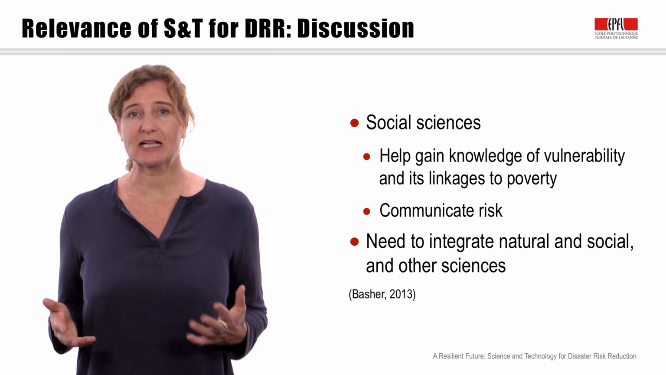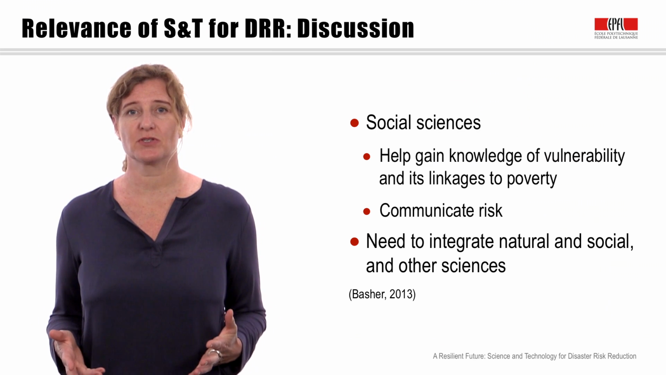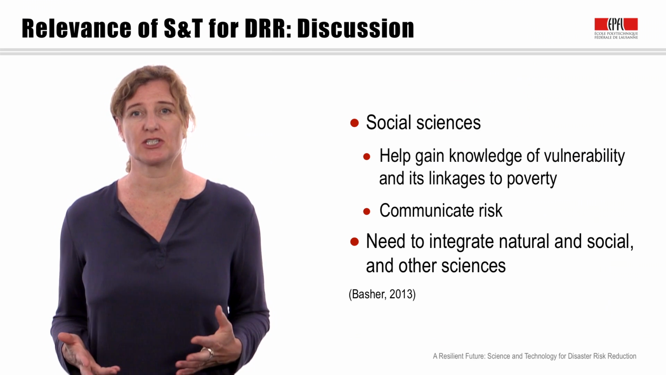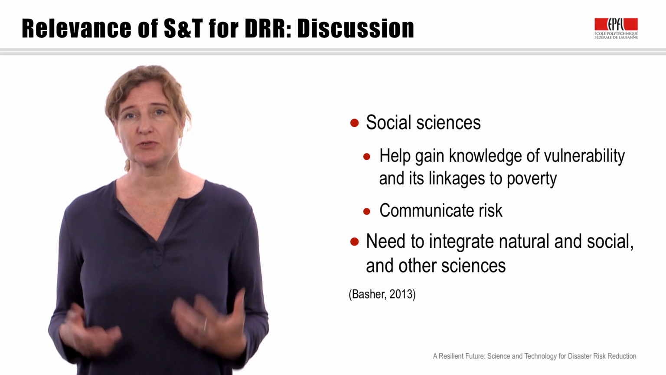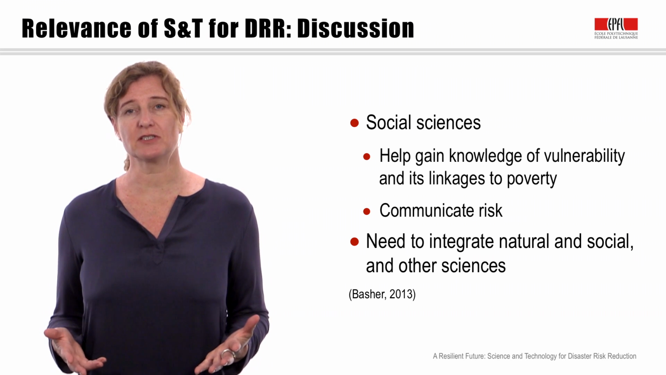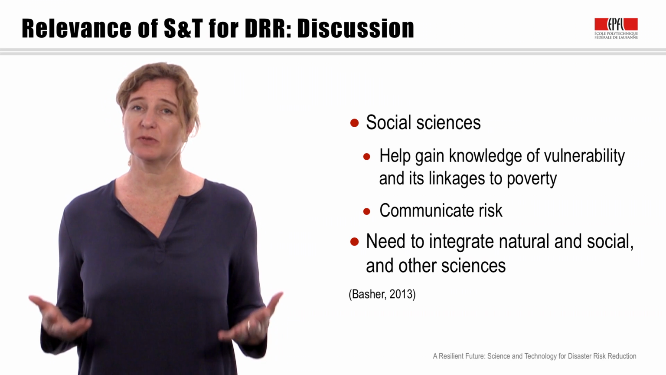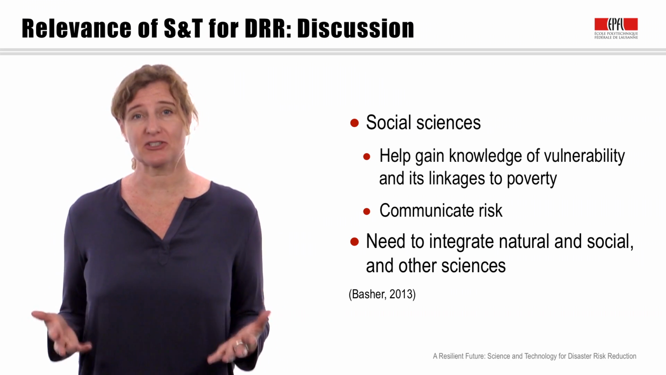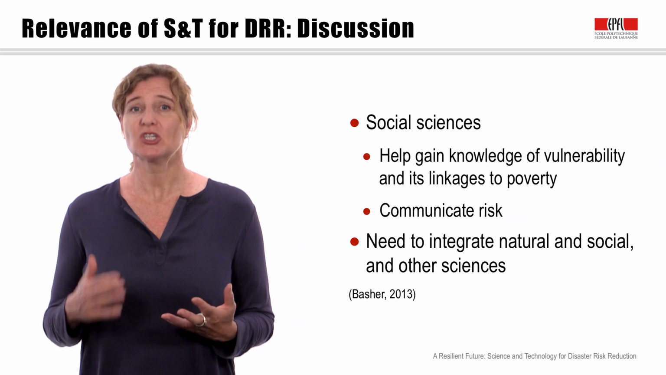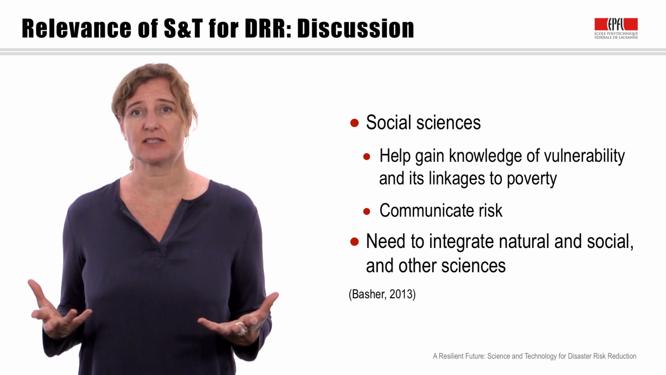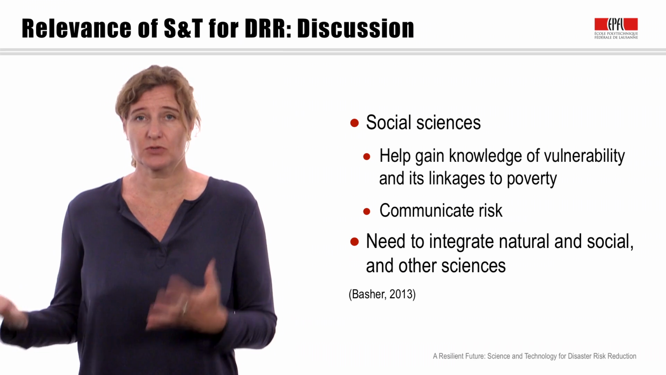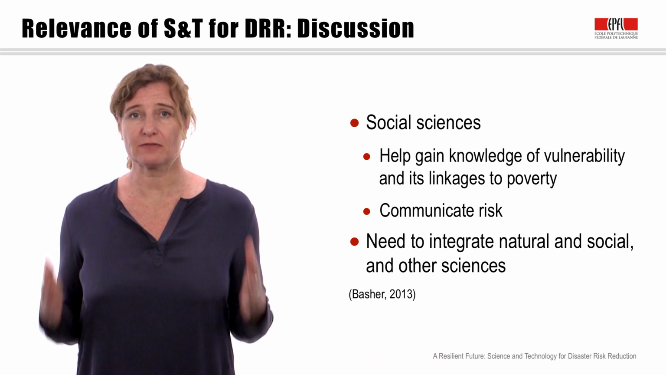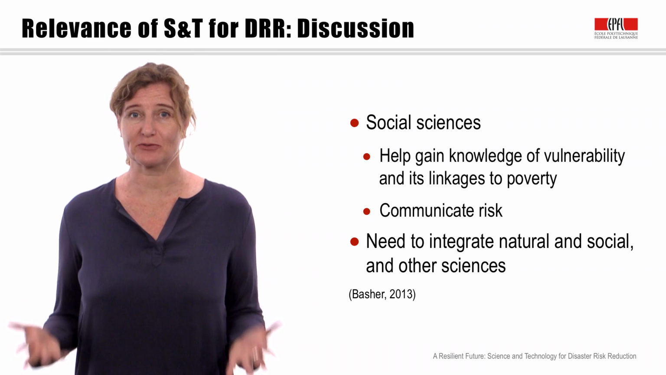Social sciences can help us to frame research issues and develop risk reduction strategies. Through social science approaches, we can gain knowledge on vulnerability, for example, and its links with poverty. Therefore, there is a need to integrate the input of natural science, technology, social sciences, and other sciences to generate knowledge, approaches, and tools for effective management and reduction of risk.